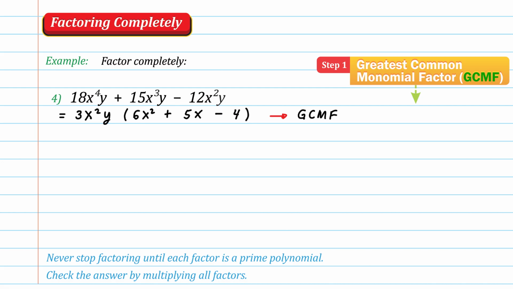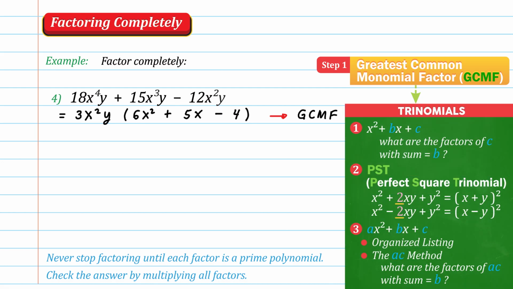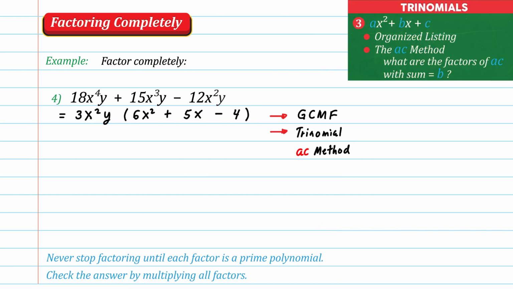Now, we need to focus on the remaining quadratic trinomial, 6x squared plus 5x minus 4. This is not the first case since the leading coefficient is not 1. This is also not a perfect square trinomial since the leading coefficient 6 is not a perfect square. This is then the last case. We can use either organized listing or AC method, but we use the more systematic one, the AC method.